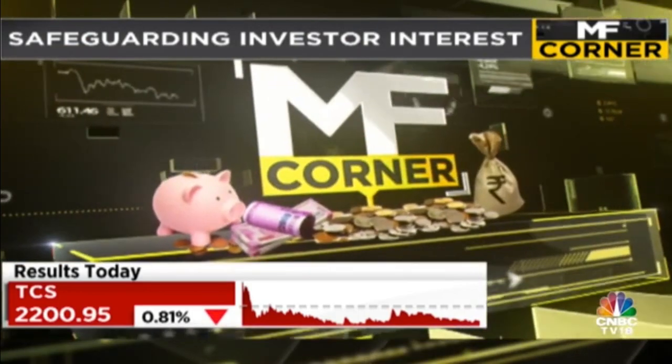Let's talk about debt mutual funds and the process to actually select them. Feroze Azeez, the Deputy CEO of Anand Rathi Wealth Management, joins in.